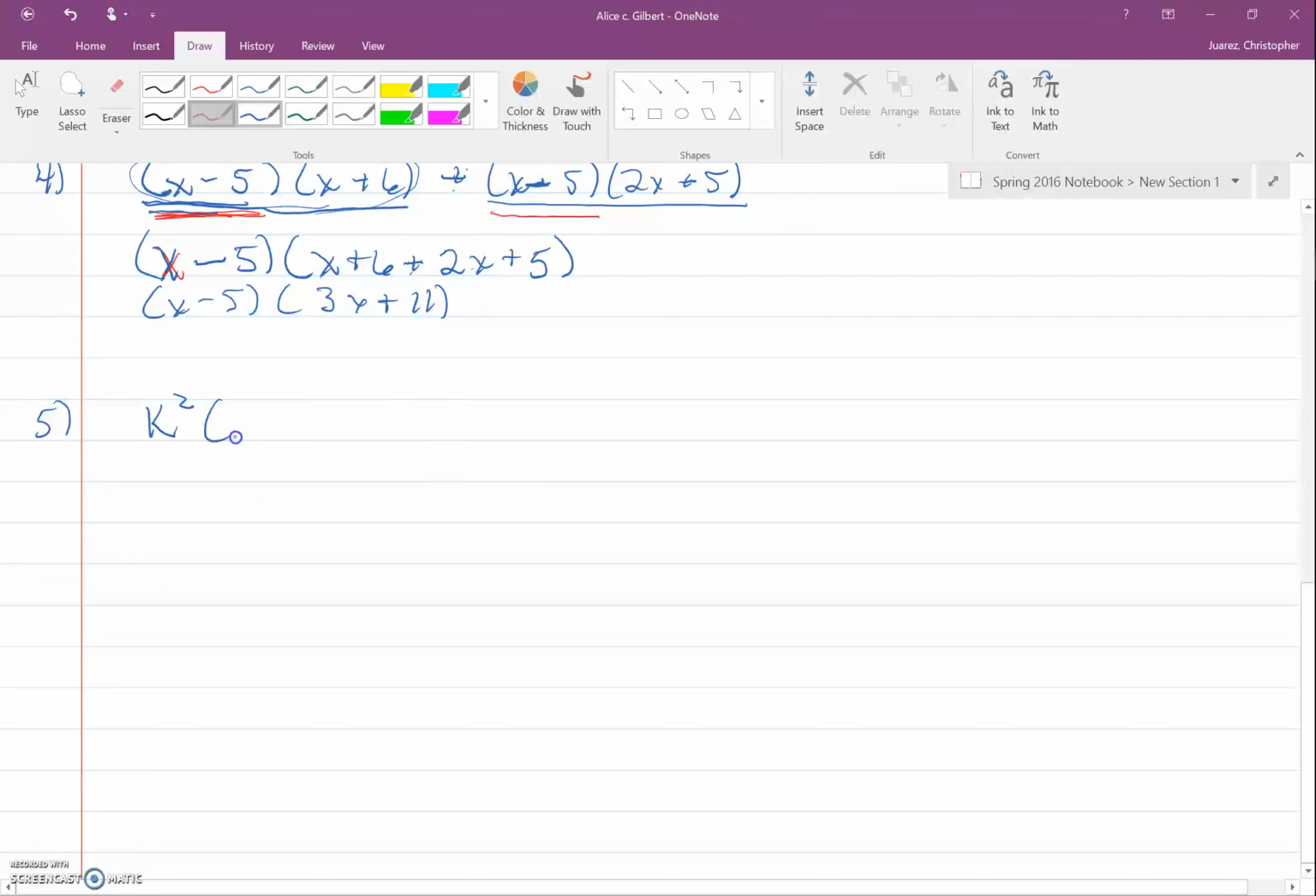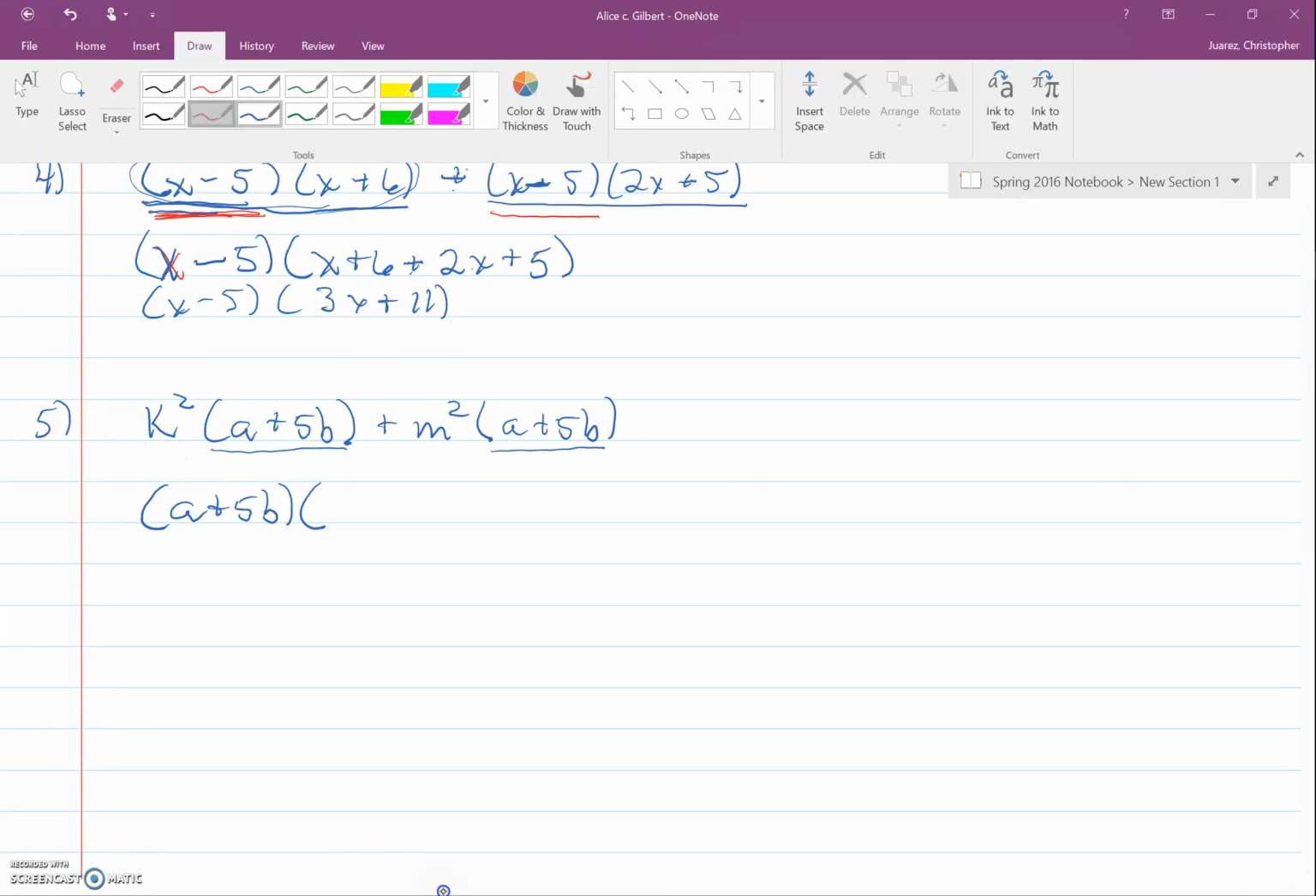k squared times the quantity a plus 5b, plus m squared times the quantity a plus 5b. Okay, so my greatest common factor here is the quantity of a plus 5b. It's the same in each factor. So I factor that out, put it out front, the left side, like every time. And then what's left from this guy is the k squared plus, because that's that, and what's left from this guy is the m squared.